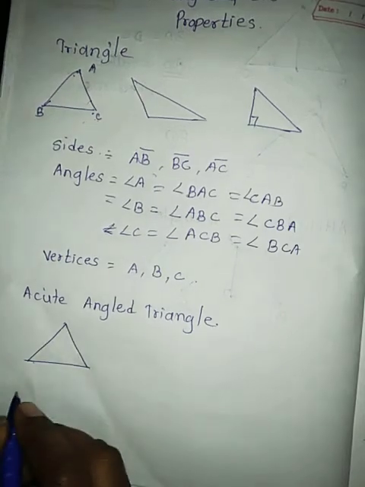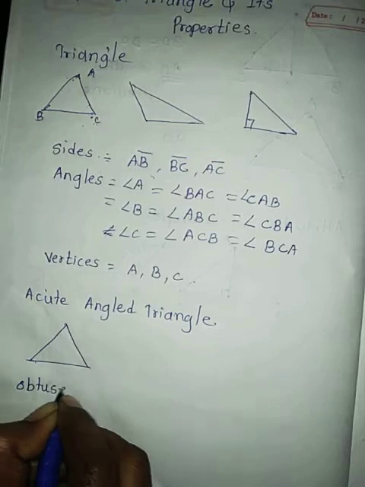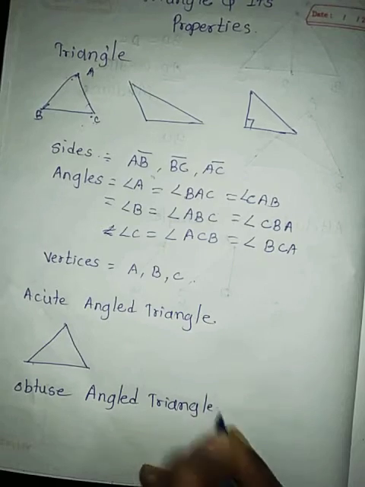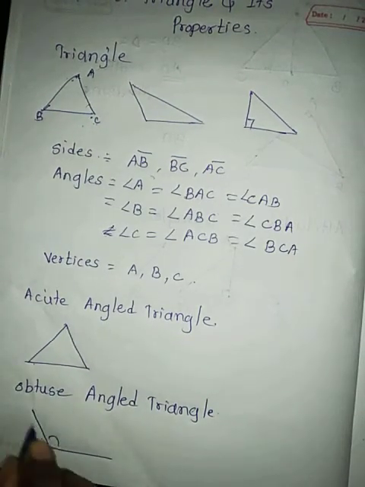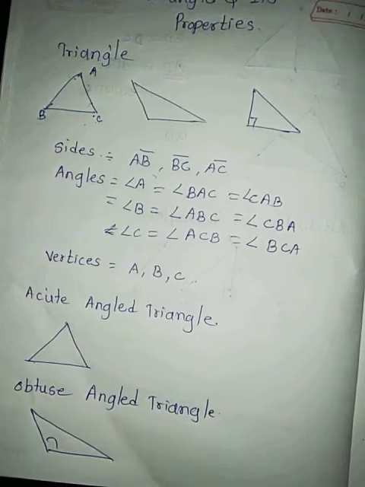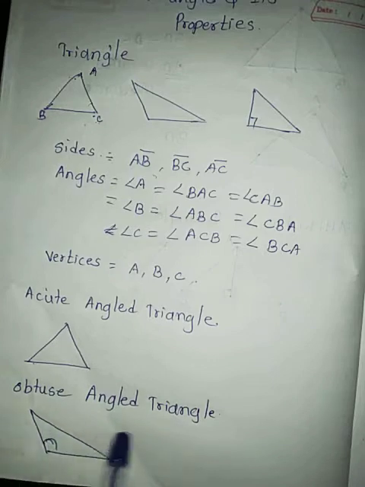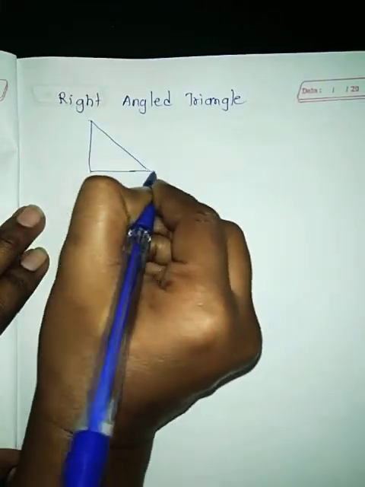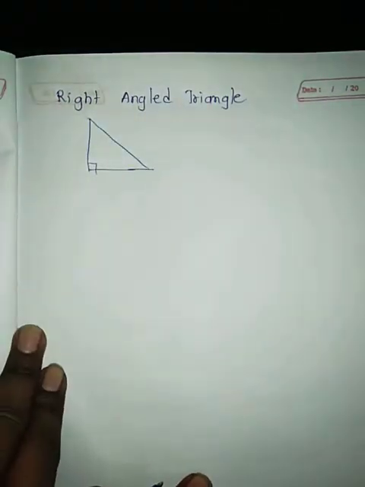Now the next is obtuse angle triangle. The triangle which has one angle greater than 90 degrees is called an obtuse angle triangle. Now the third is right angle triangle. Now see, right angle triangle: one angle is 90 degrees.